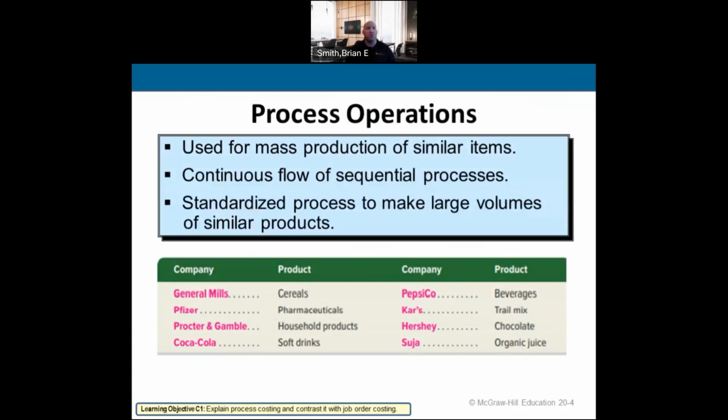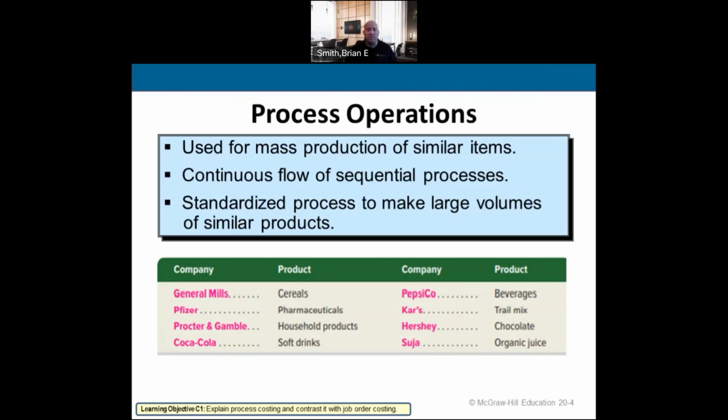Pfizer's a pharmaceutical company. Procter and Gamble, household products. You've got Coke, Pepsi, Hershey's chocolate. Suja, never heard of that one, but organic juice, okay, sounds good. I don't drink juice if I can avoid it, but I definitely do drink Dr Pepper. Well, I've tried to kick it a little bit, but anyway, I digress.